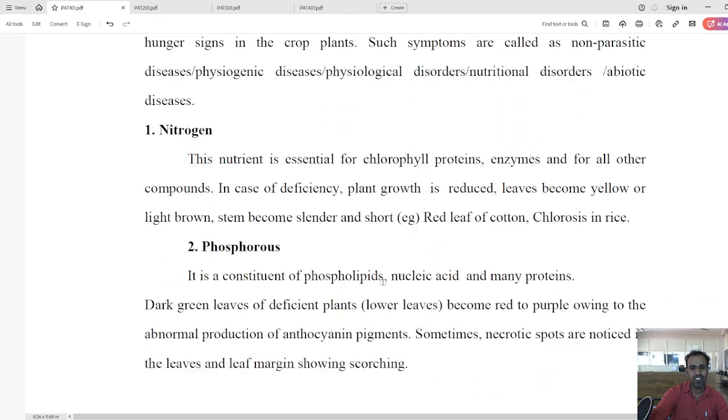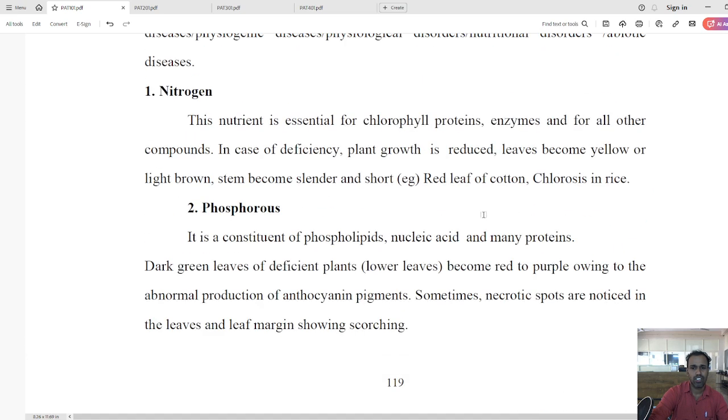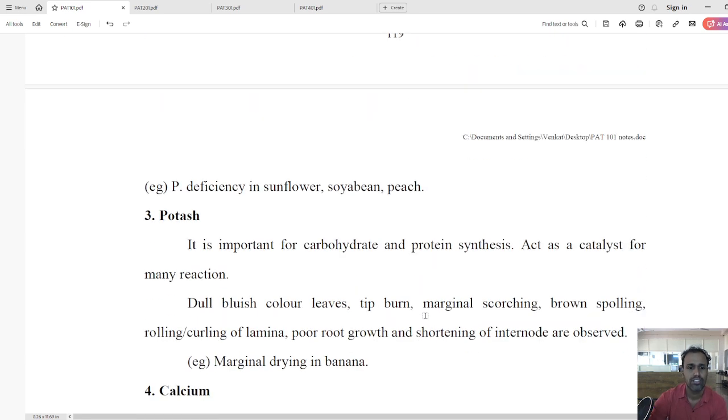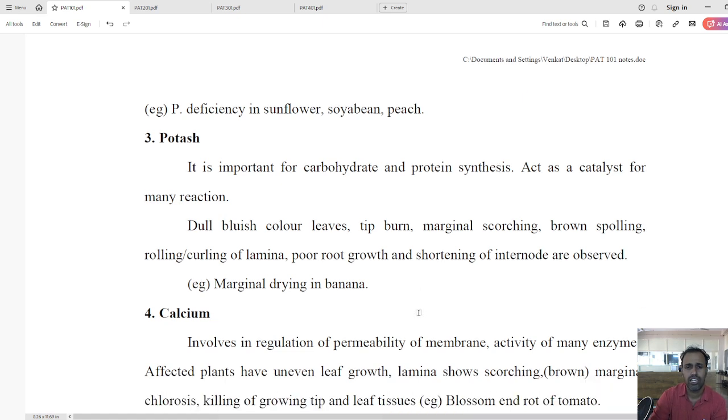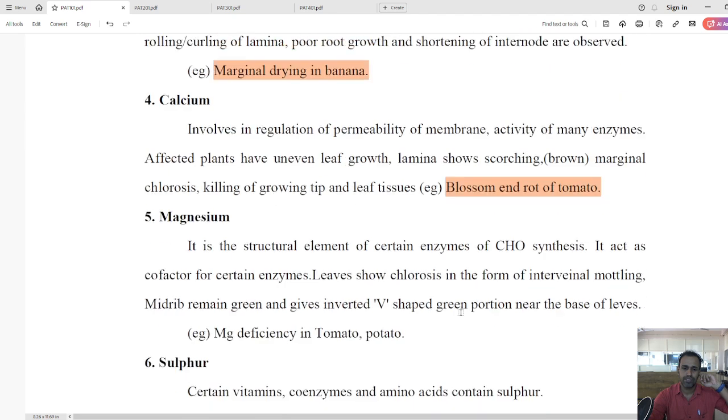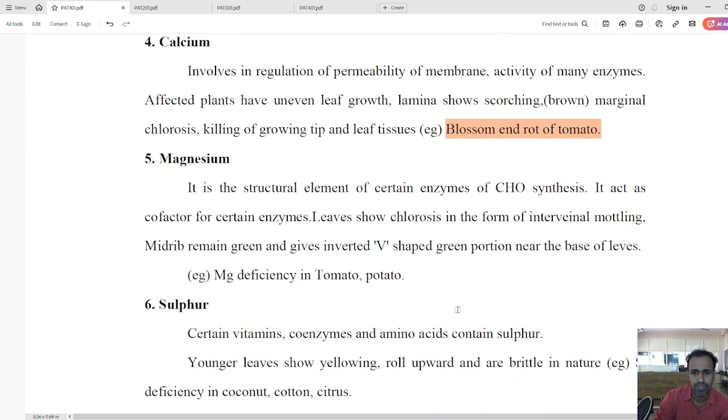Some of the deficiency disorders I will give here a little bit. Nitrogen: chlorosis in rice, red leaf of cotton in the case of nitrogen deficiency. Potash is important in carbohydrate and protein synthesis, and acts as a catalyst for many reactions. If it is less, it will affect the health of plants. Marginal drying is caused by potash; one example is marginal drying of banana. Blossom end rot of tomato in the case of calcium. Magnesium deficiency causes interveinal chlorosis.